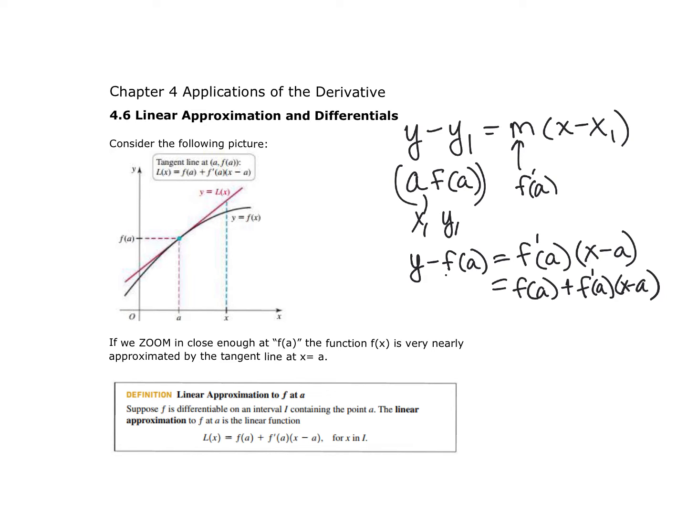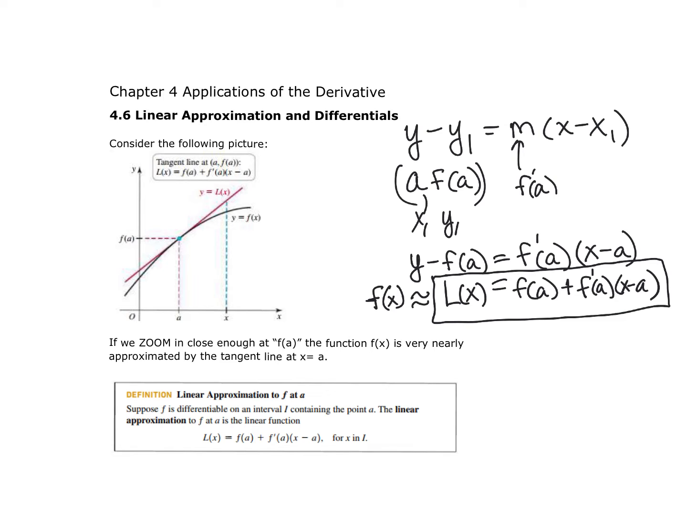And rather than using a y, we're going to use L of x. So this tangent line represents a new function, which we call the linear approximation to f at a. Provided that our function and our derivative are easy to calculate at a particular point, we can approximate points near a using this linear approximation. So f of x is approximately the linear approximation, provided we're close enough to a.